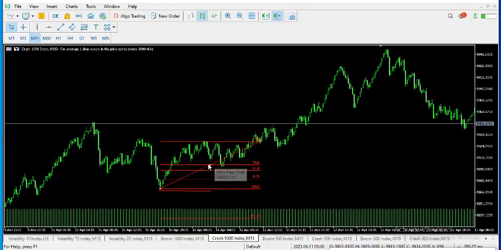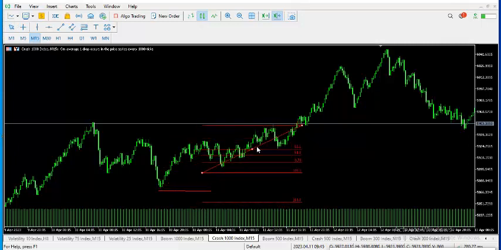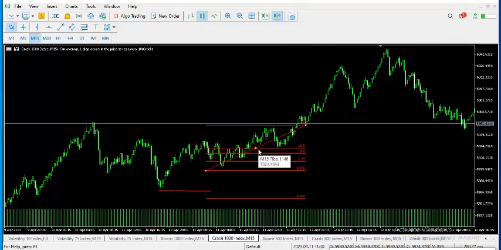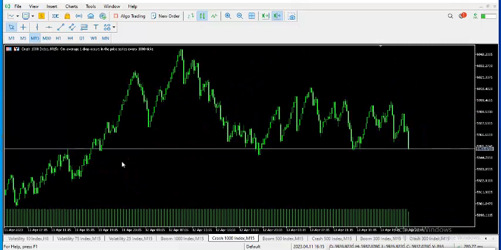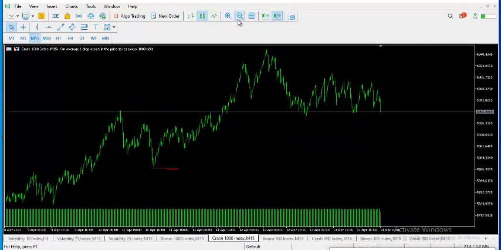So from here also we can set our Fibonacci and see if this will be a level. Of course it's not. So this is how Fibonacci is being used in a trending market. We are going to take more samples.